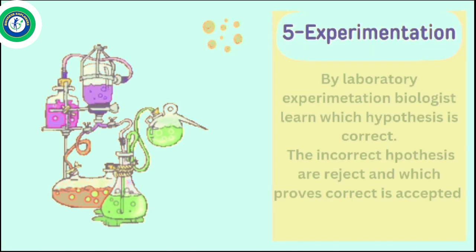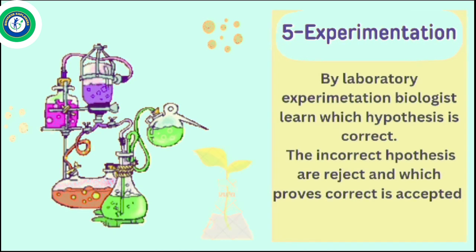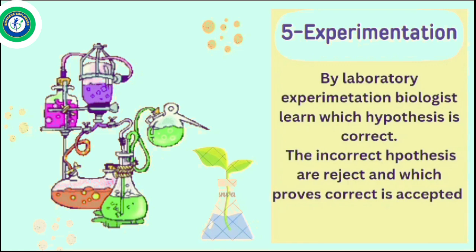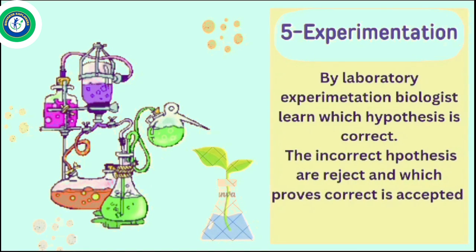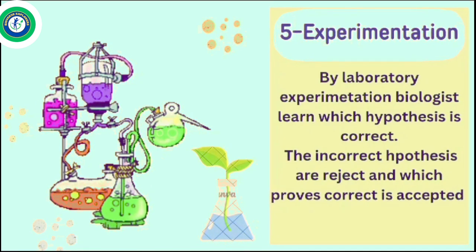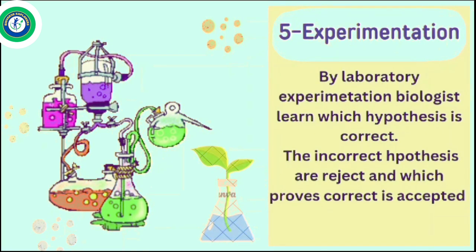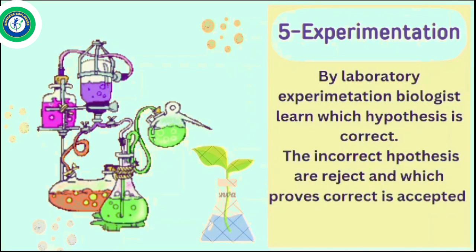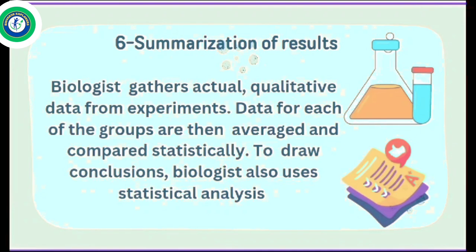Number 5. Experimentation. By laboratory experimentation, biologists learn which hypothesis is correct. The incorrect hypotheses are rejected and the one which proves correct is accepted.